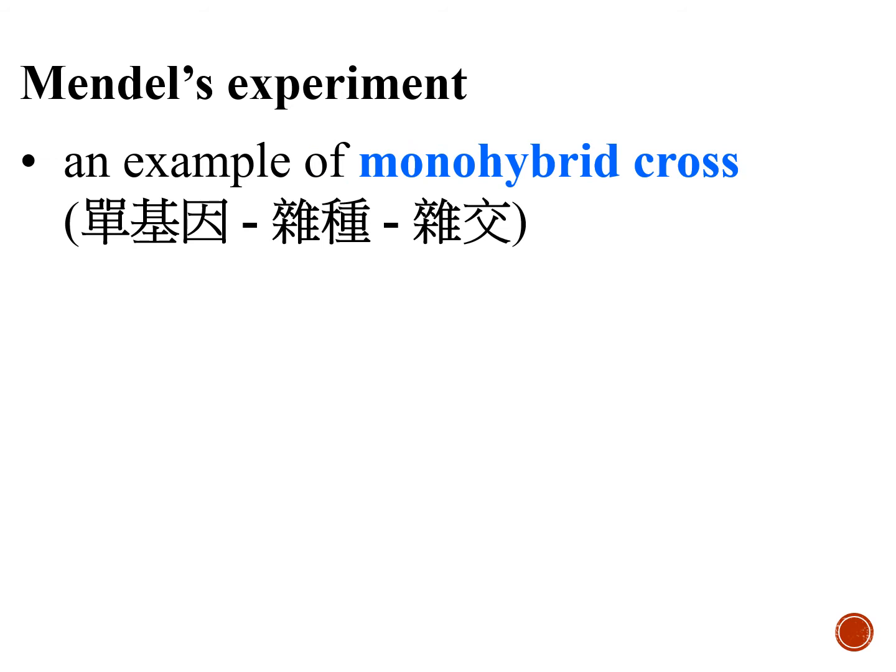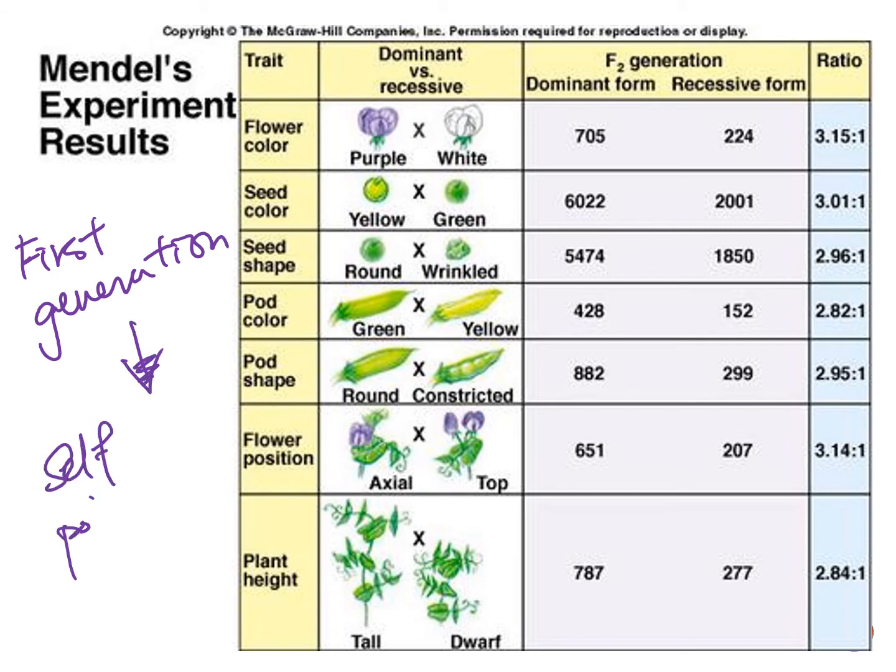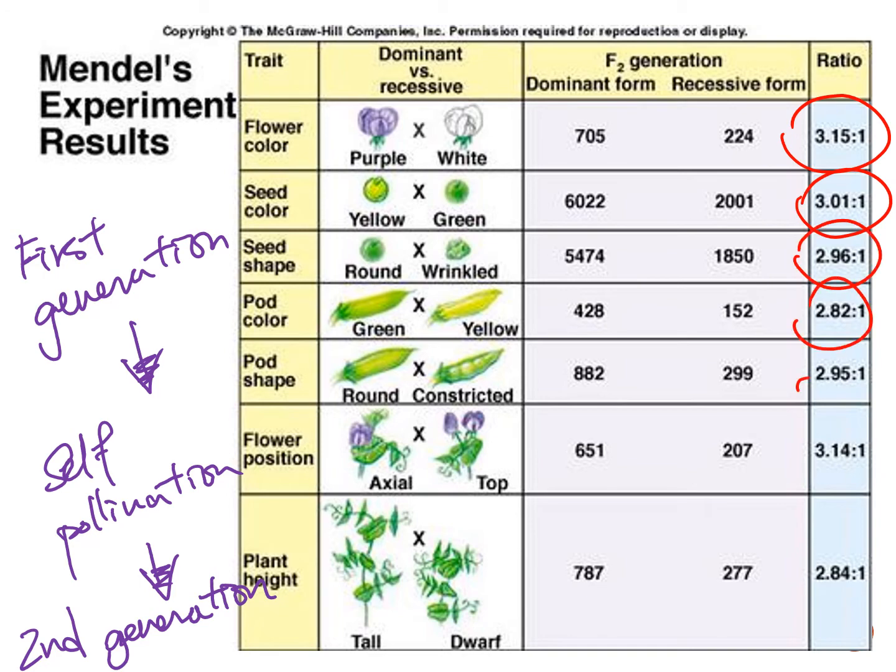As a scientist, Mendel repeated the experiment by looking at a single character. We call this an example of a monohybrid cross: mono means single, and hybrid means cross over and reproduce. What he found is that when the first generation does self-pollination and reproduction, the second generation will all show an interesting number of approximately 3 to 1.